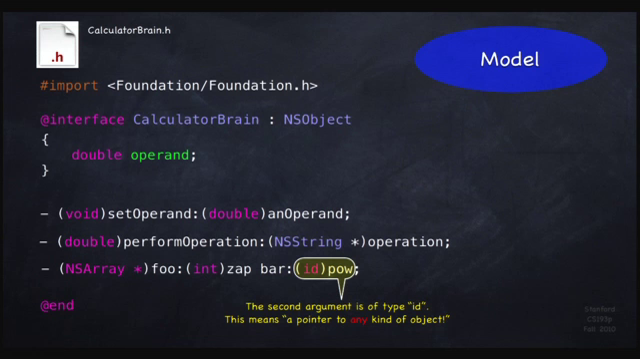Notice this second argument, its type, id. See that type? That's a new type. That's Objective-C only. That means pointer to any object. So you can pass a pointer to any object. You could pass a string in here, an array, etc.